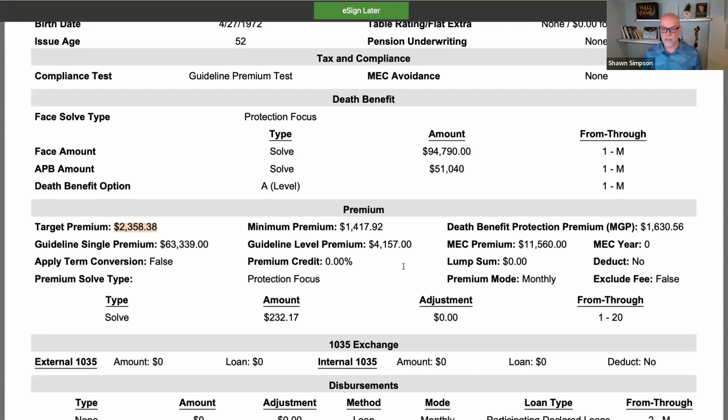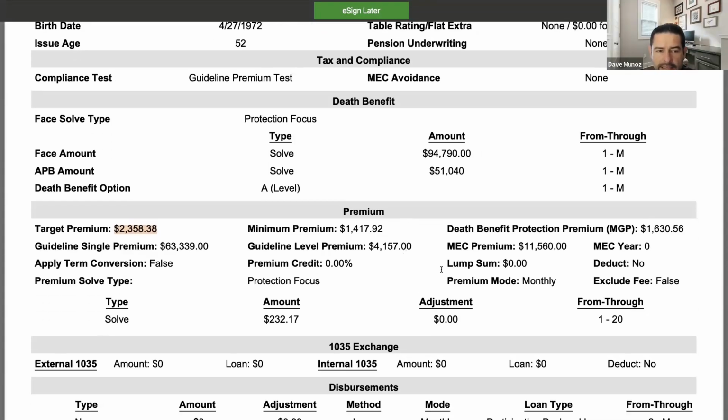Okay. Shawn, so can you go over the guideline single premium again? The guideline single premium is the amount they can pay in 11 years to keep the policy active without becoming a MEC.